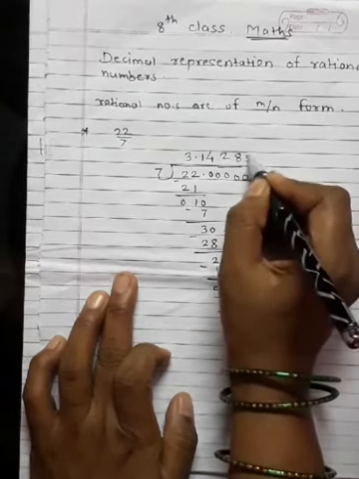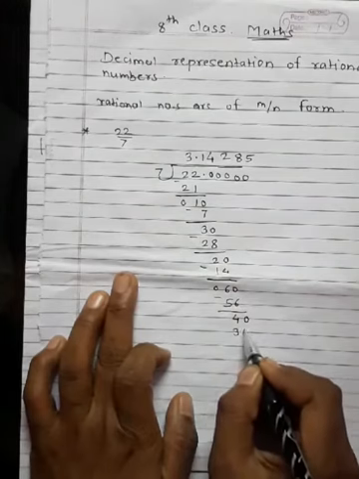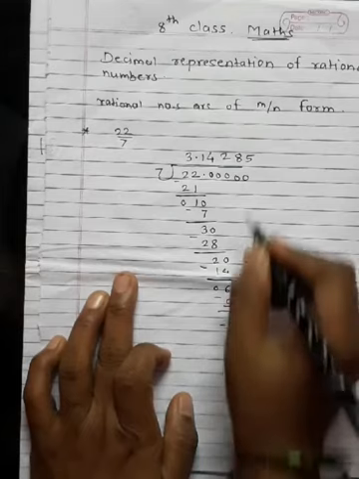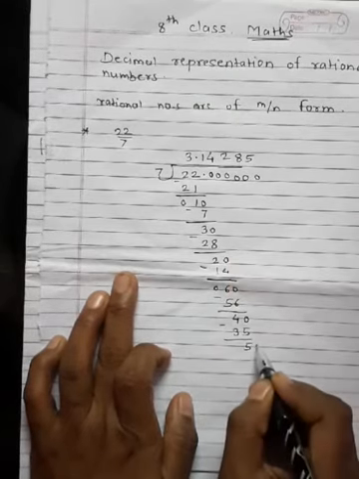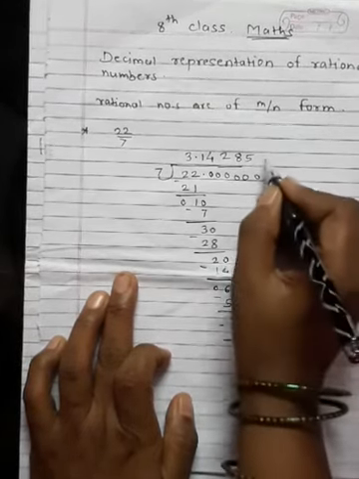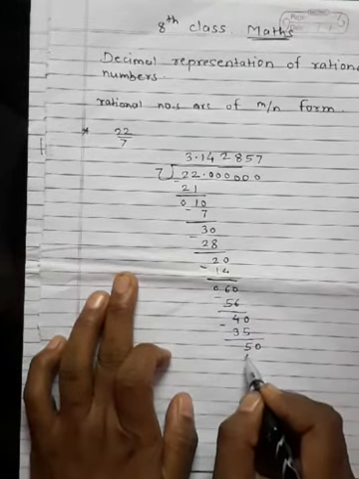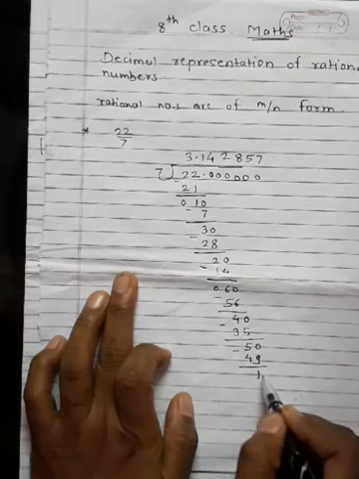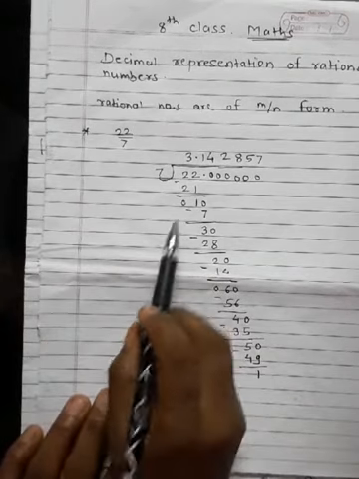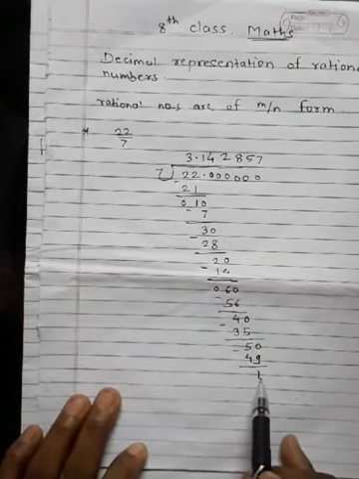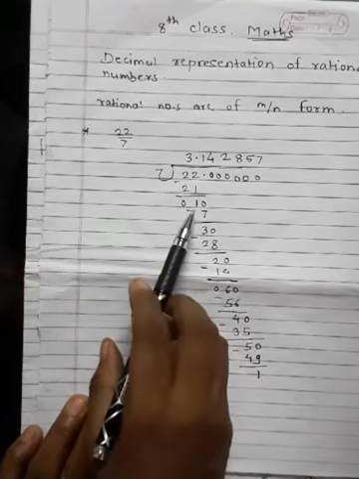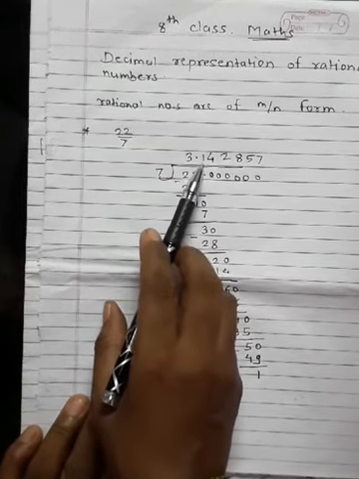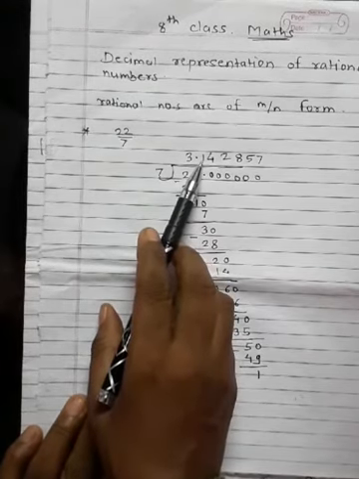Then 7 5s are 35. Here the remainder is 5. Then again we take 0. Write 0 here. 7 7s are 49. The remainder is 1. Then from this remainder 1, again we divide like this. Here the remainder is 1. Then we write the quotient as 1.